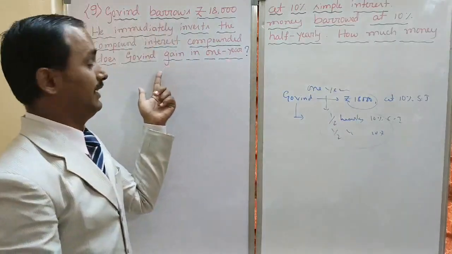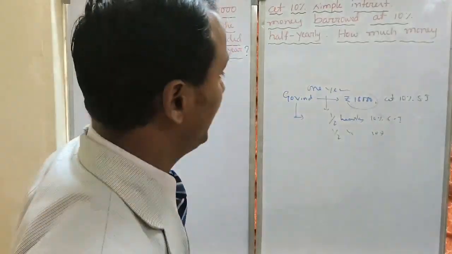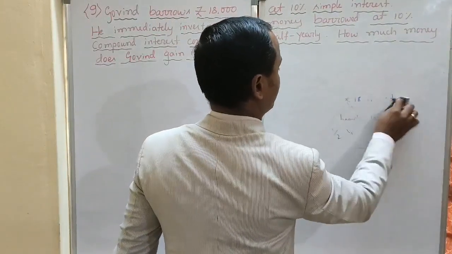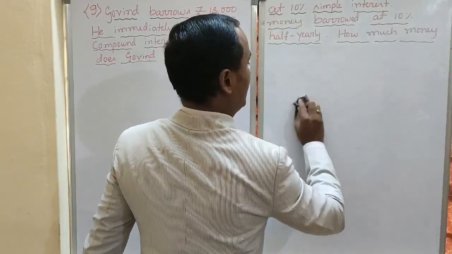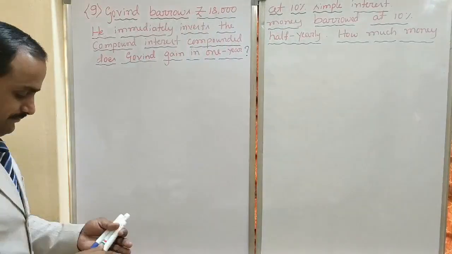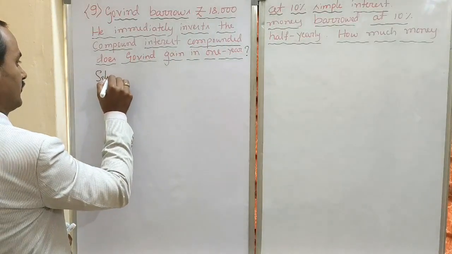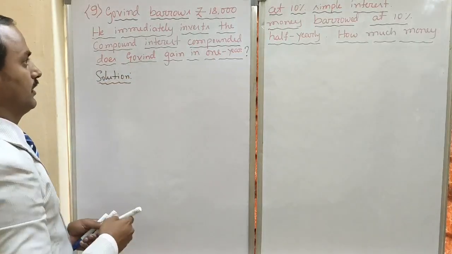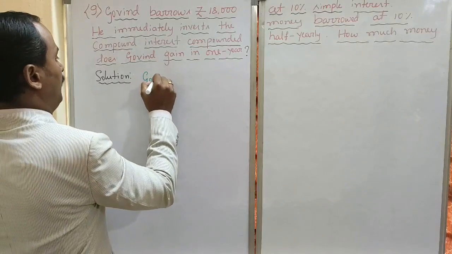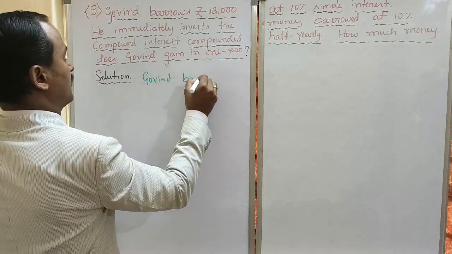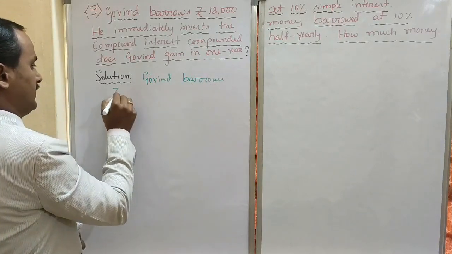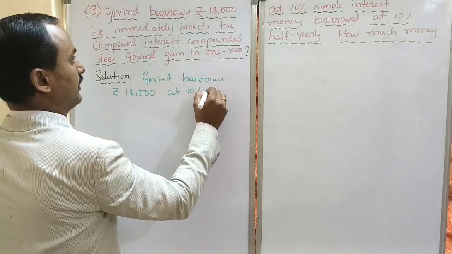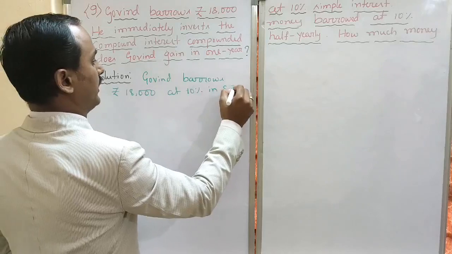How much is he gaining in 1 year? That one I am finding, dear children. Shall I continue the solution part? Yes, you will understand step by step, dear children. Observe carefully. See, Govind receives or borrows the money from someone. Solution. Dear children, solution. Look here. Govind borrows rupees 18,000 at 10% in simple interest.